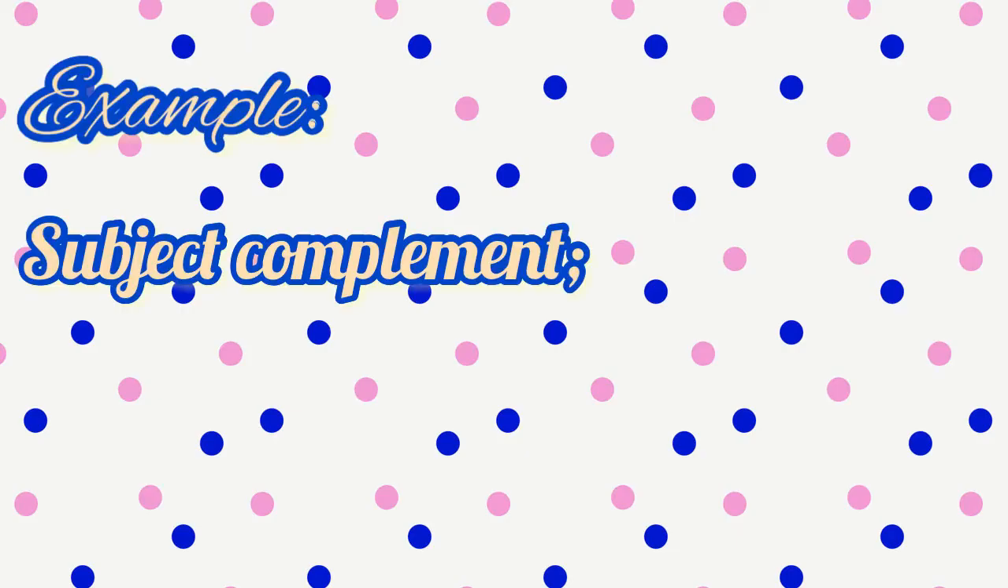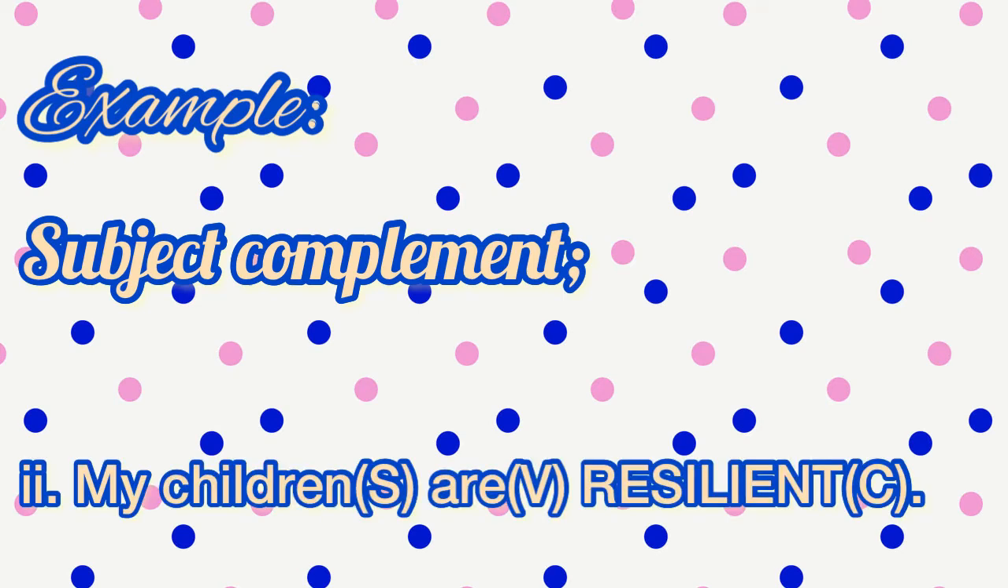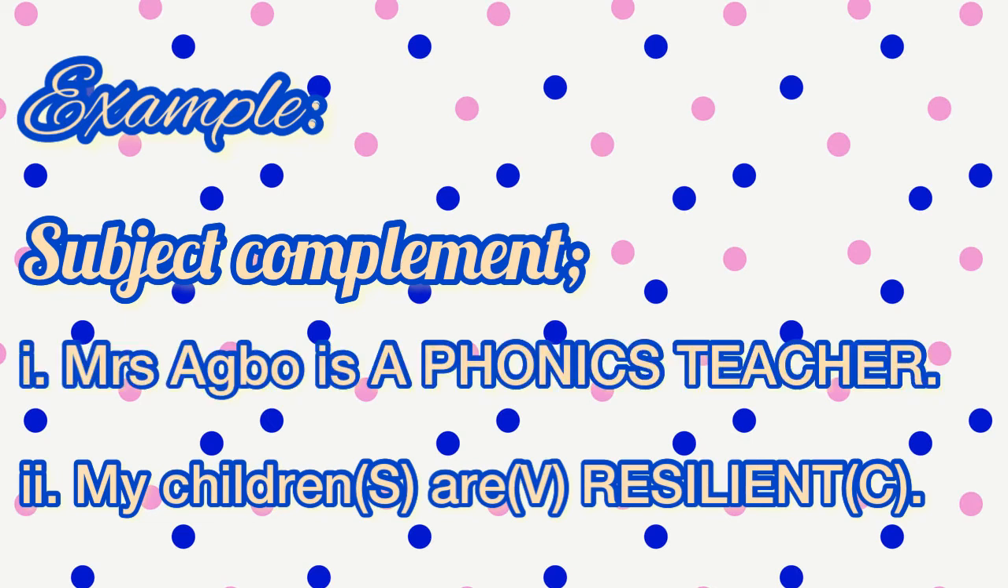Another example here is: my children are resilient. What is the complement of this sentence? Resilient, coming in the form of an adjective. So it is the same as my children. So that is a subject complement. These two examples given are regarded as subject complements. Let's see these other two situations where we can have object complements.